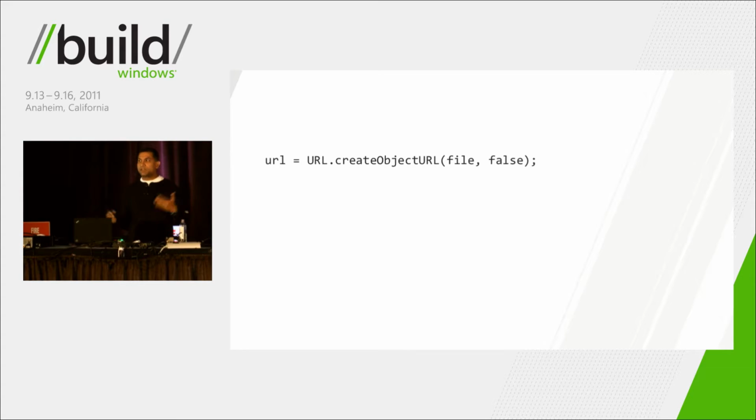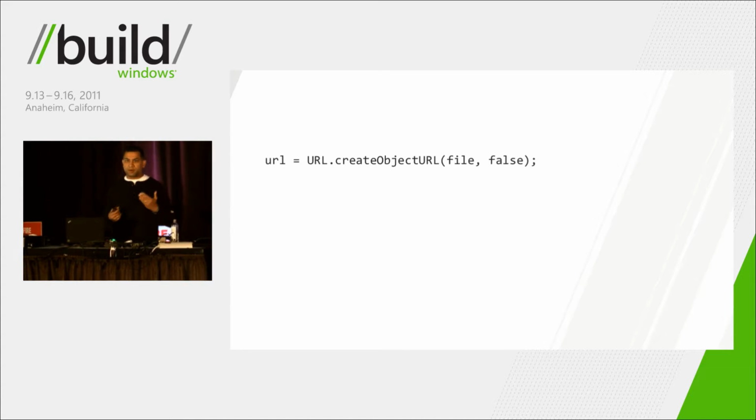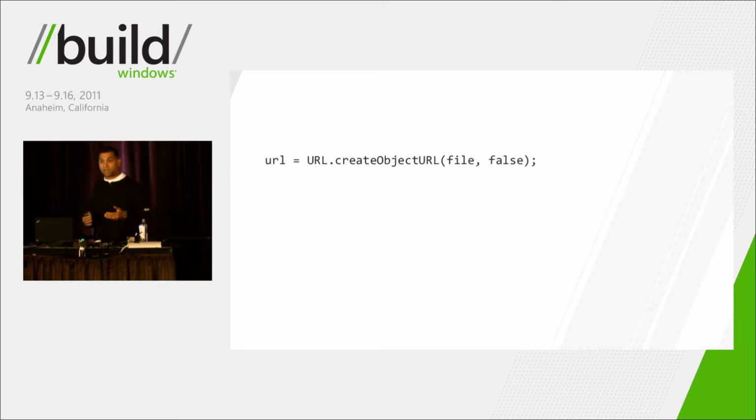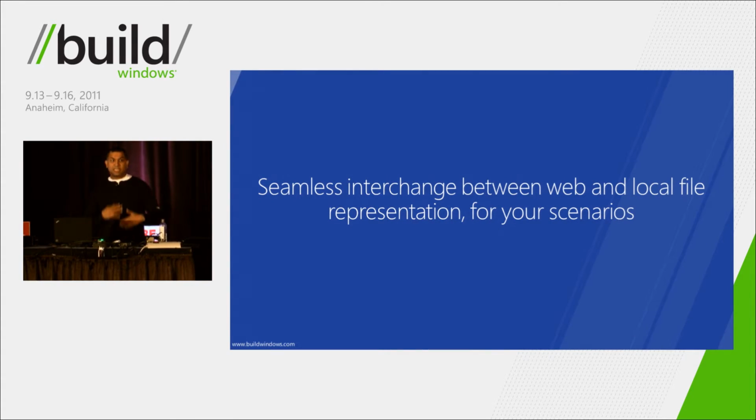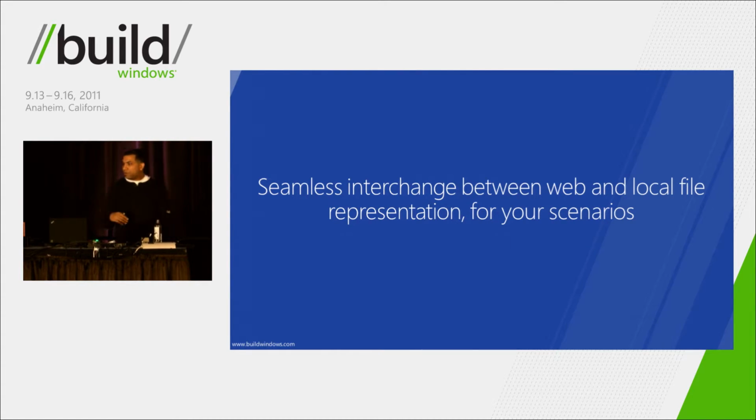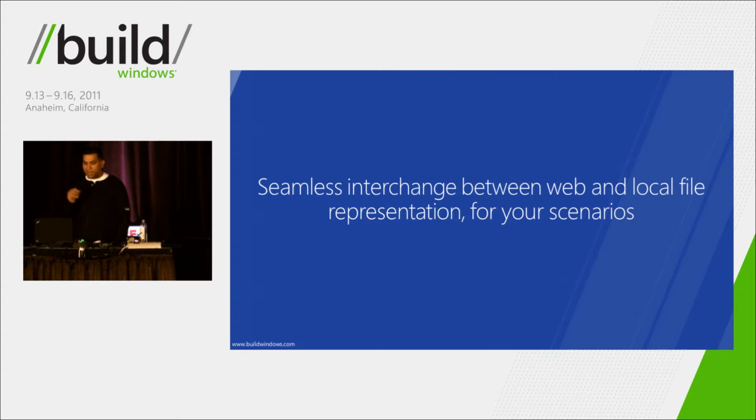That is possible in Windows 8 because of the work that teams across Windows have done. It takes a village to do things. This was one of those things, because we wanted to make it easy and seamless for all developers to go from one abstraction of a file to another abstraction of the same file, without actually converting the file. So seamless interchange between your web and local file representation for your scenarios is totally possible. You saw it happen, and it's one line of code. Do try it out.